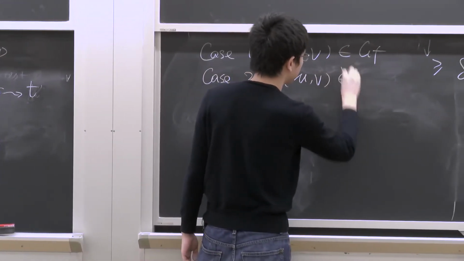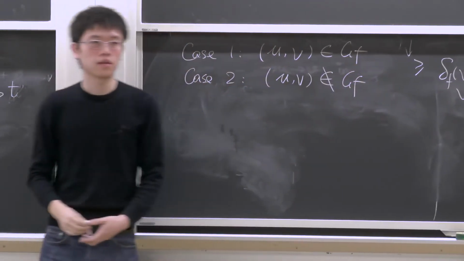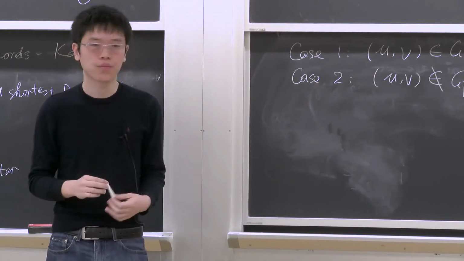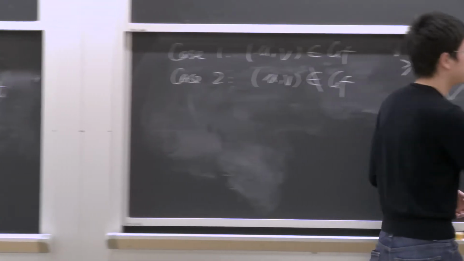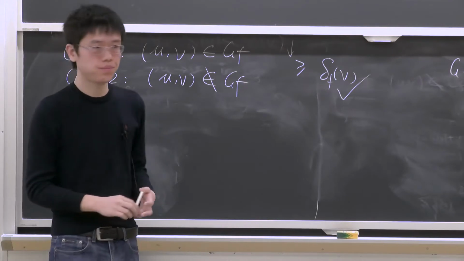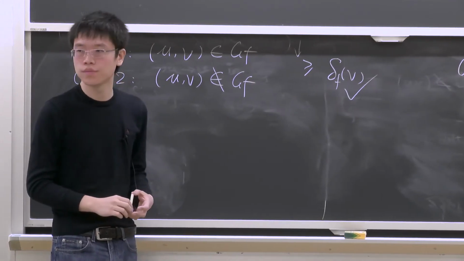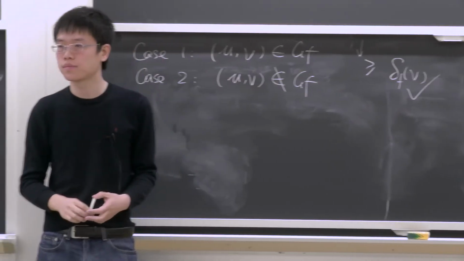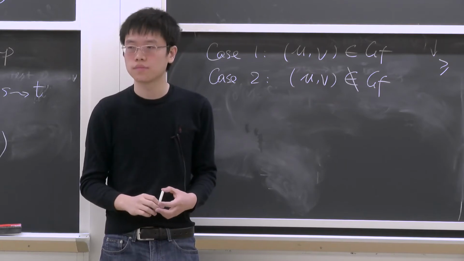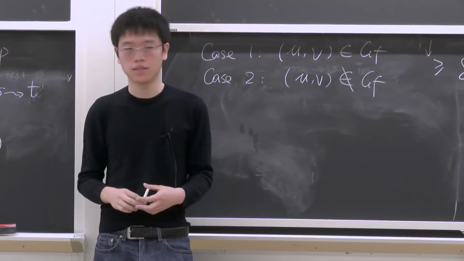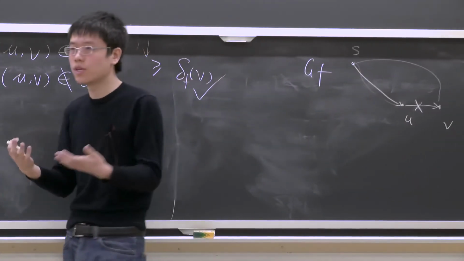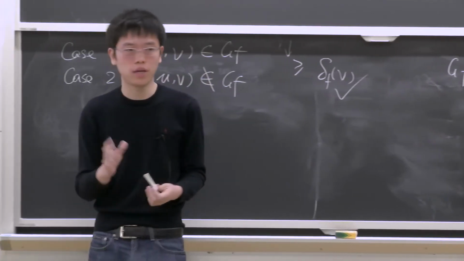uv is not in G f. Okay, so how can that even happen? Is it possible that this edge didn't exist? It could be a backwards facing edge that you add because the edge is full. Okay, great point. That's exactly right. So it is possible that this edge didn't exist, but only appeared after we go from f to f prime.